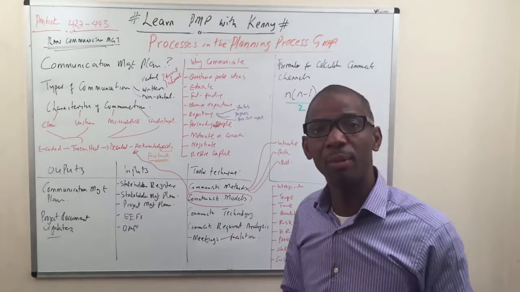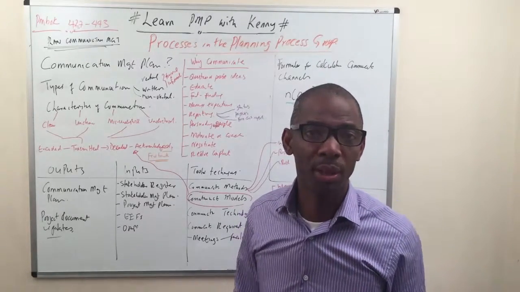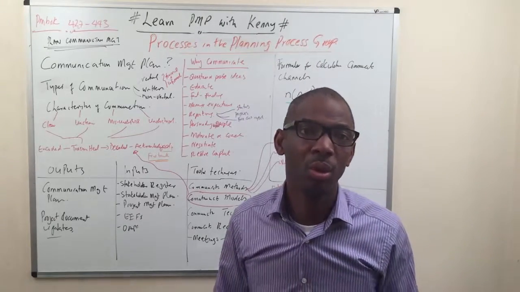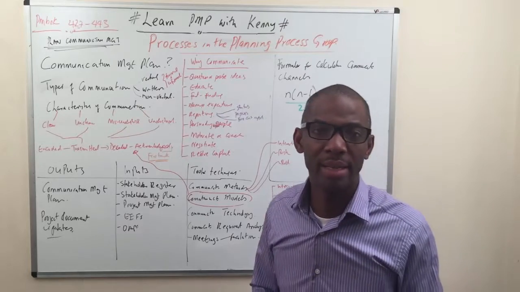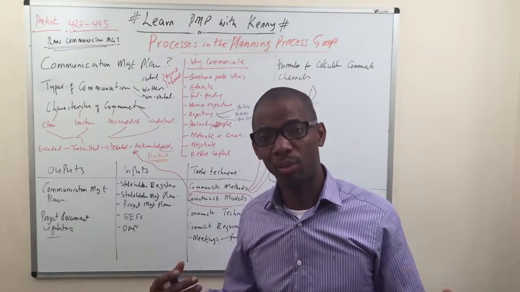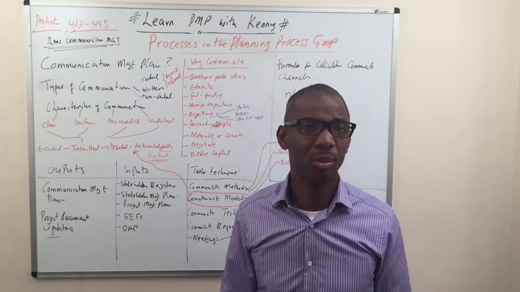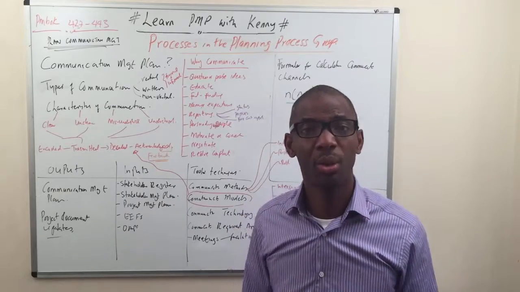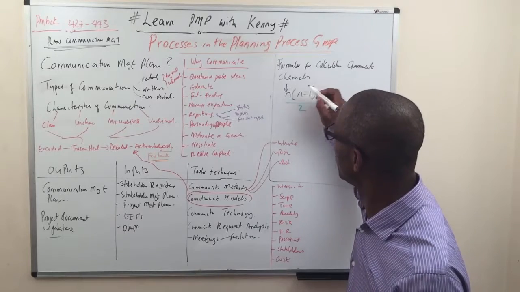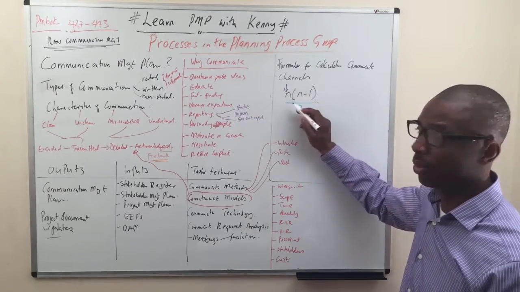Okay? It's a formula for you to understand what your communication burden is. The project manager would need to know exactly, or have an idea of, oh my goodness, how many stakeholders do I have, and what does that mean in terms of the communication channels, and how many people will I need to consider to communicate to. And the formula for that is the number of stakeholders, N, times N minus 1, divided by 2.